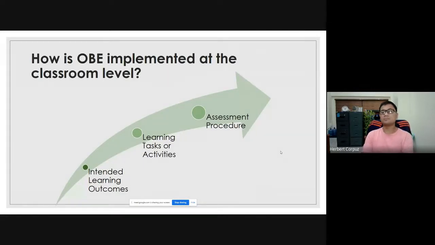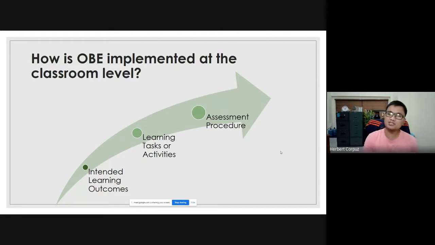So, how is OBE implemented at the classroom level? Based on that diagram, again, we do intended learning outcomes, we do the learning tasks or activities, and we do the assessment procedure. So tatlong simpleng step lang. Intended learning outcomes, learning tasks or activities, assessment procedure.